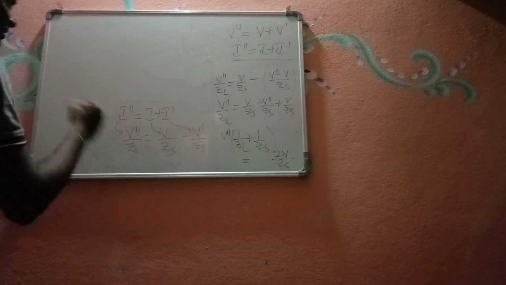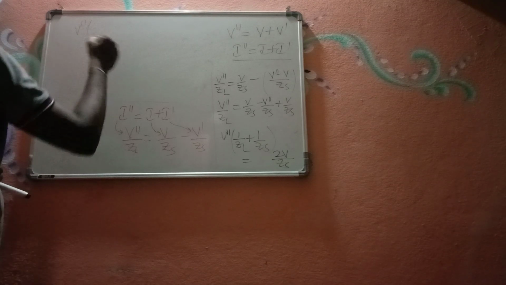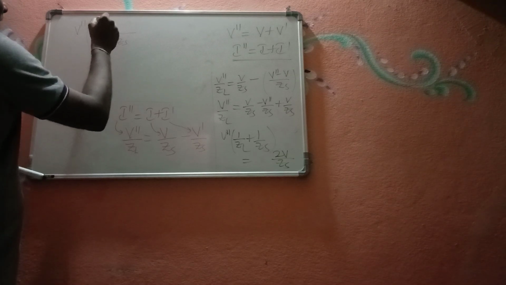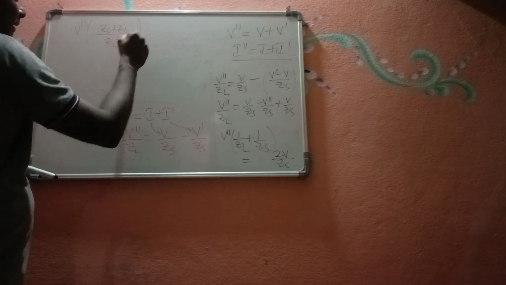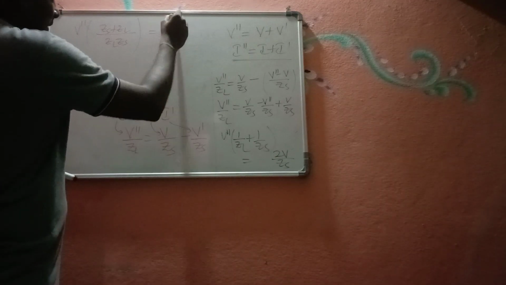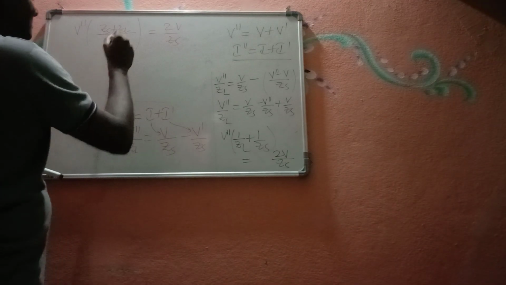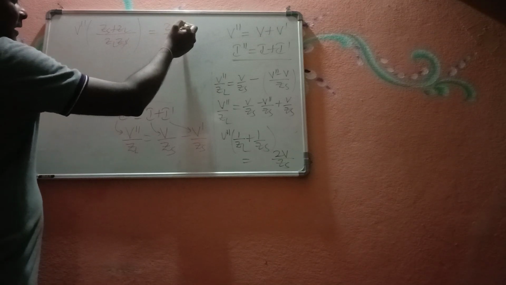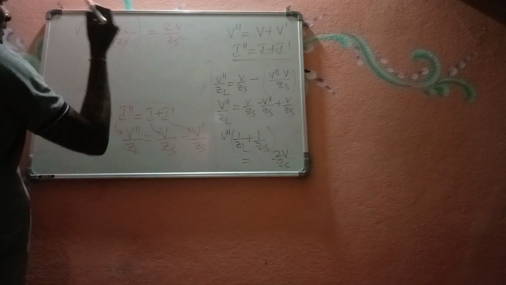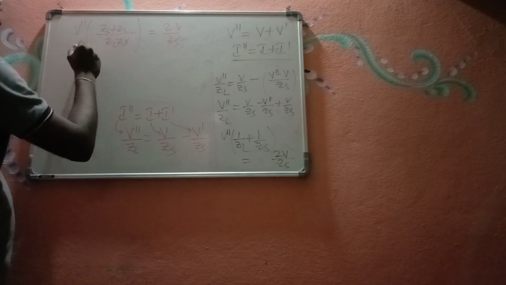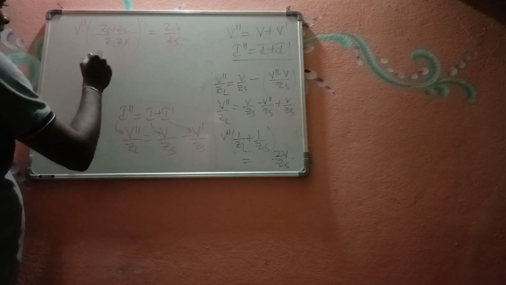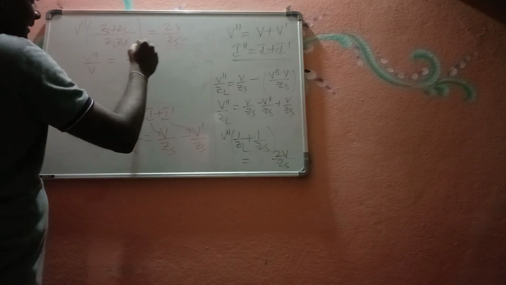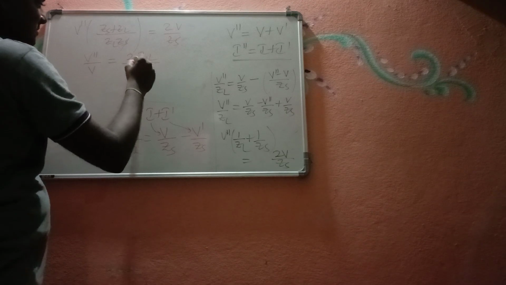So from this equation I can write V double dash into, by taking LCM you will get ZL into ZS, and in the numerator ZS plus ZL is equal to 2V by ZS. So ZS gets cancelled, and I am just sending this V to here and this denominator to here, so that I will get V double dash by V is equal to 2 into, if I send ZL here, I will get ZL plus ZS.